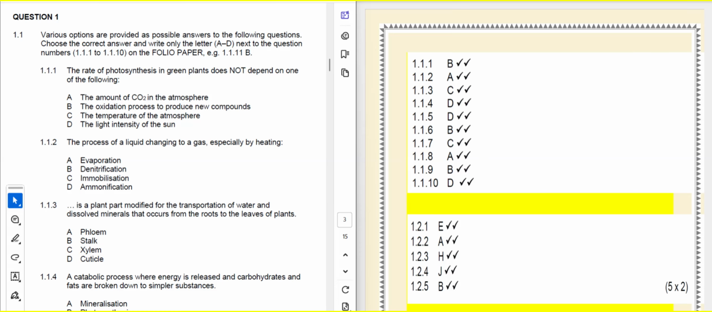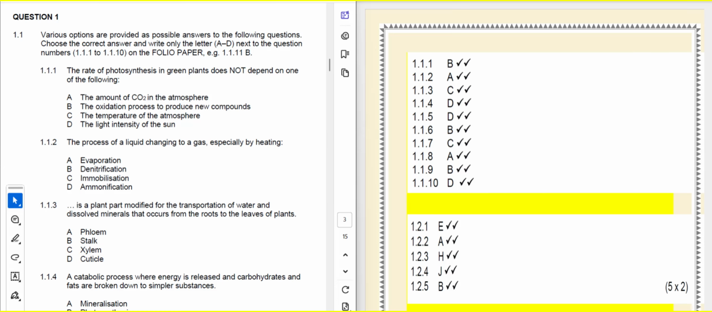1.1.1. The rate of photosynthesis in green plants does not depend on one of the following. A. The amount of CO2 in the atmosphere. B. The oxidation process to produce new compounds. C. The temperature of the atmosphere. D. The light intensity of the sun. Letter B. This refers to the oxidation process to produce new compounds.